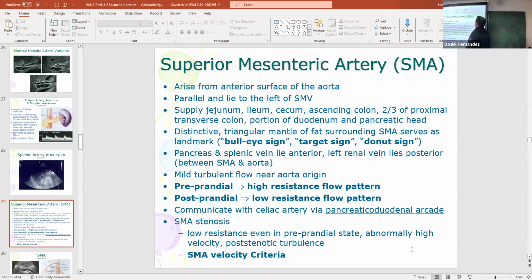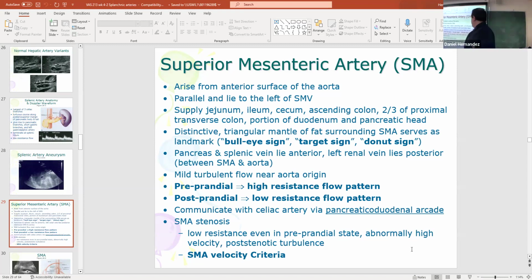We can recognize the SMA by the distinctive triangular mantle of fat that surrounds the vessel. This serves as that landmark. This is what creates the characteristic target sign or bullseye that we see. The pancreas and the splenic vein lie anterior. The left renal vein lies posterior to this vessel, so the left renal vein courses in between the SMA and the aorta. That's its normal presentation.